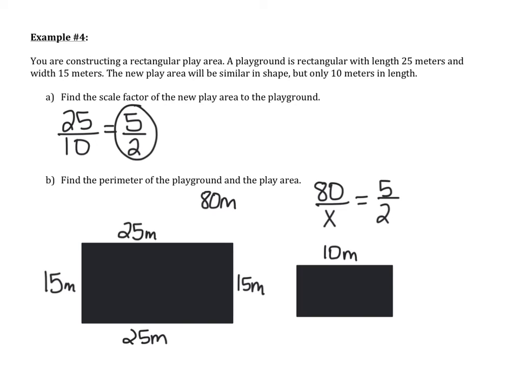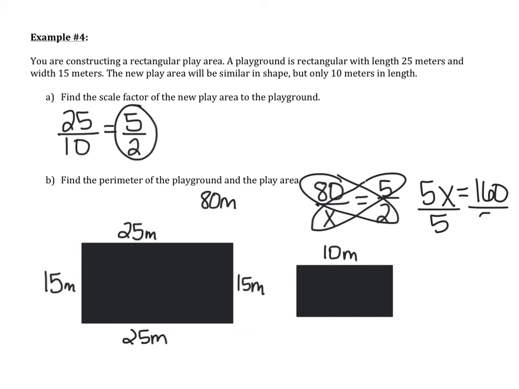So to solve this, I would just cross multiply. 5 times x is 5x, and 80 times 2 is 160. Then I would just divide both sides by 5 to get x equals 32. So x in this case is the perimeter of the new play area. So our answer is 32 meters for the new play area and 80 meters for the old.